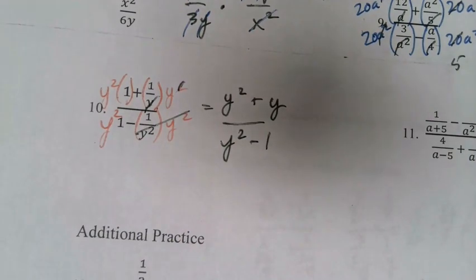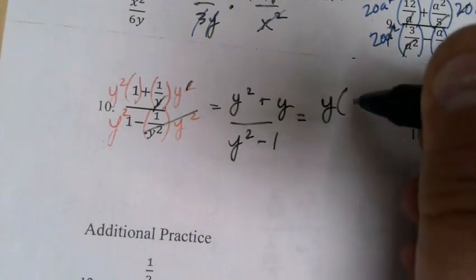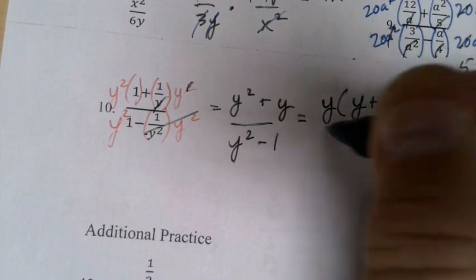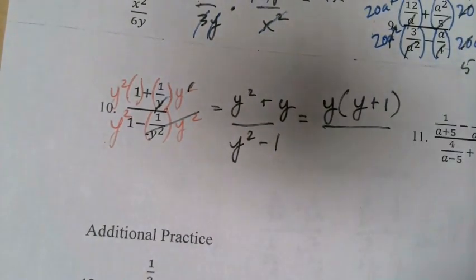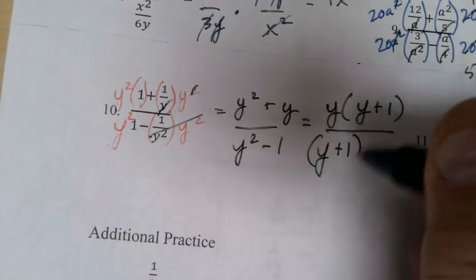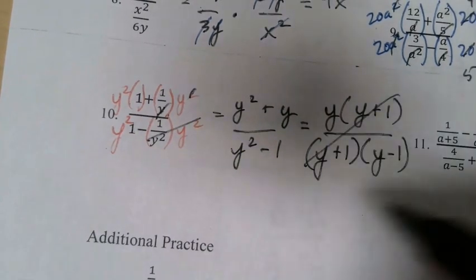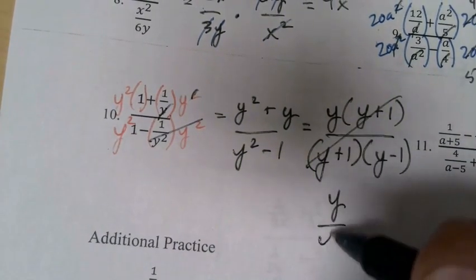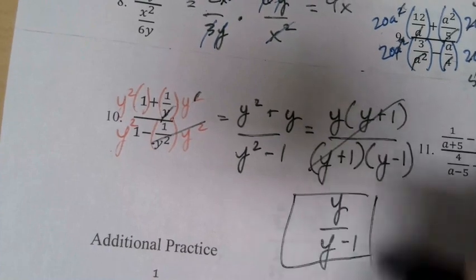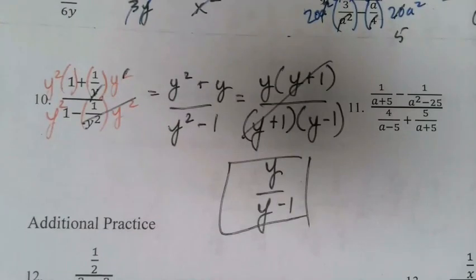Okay, now, here's what happened. These are both factorable. This has a common factor of y. So I have y times y plus 1. And then this is a difference of squares. This factors into y plus 1 times y minus 1. These cancel, and I end up getting y over y minus 1. You always must consider, can I simplify my answer?